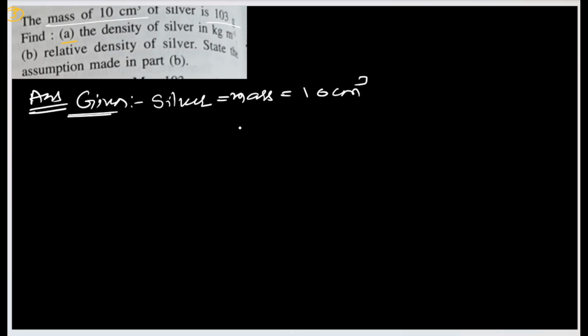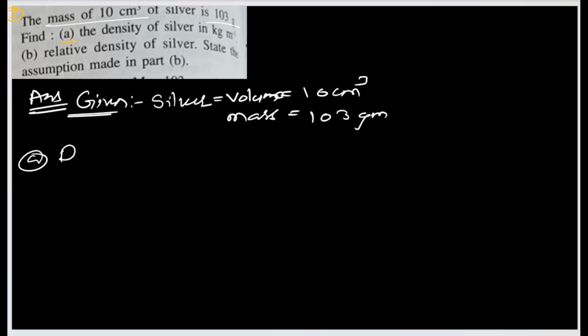So that means what we need to find here then? Sorry, this one is volume, not a mass. That's why they make you a little bit confused by twisting the language. So 103 gram is the mass, because mass is always in gram, and volume is in centimeter cube or meter cube. Now you need to find the A part, density of silver in kg per meter cube.